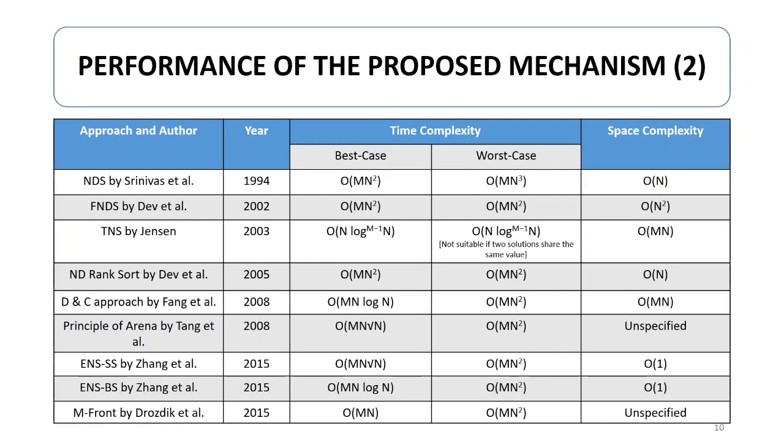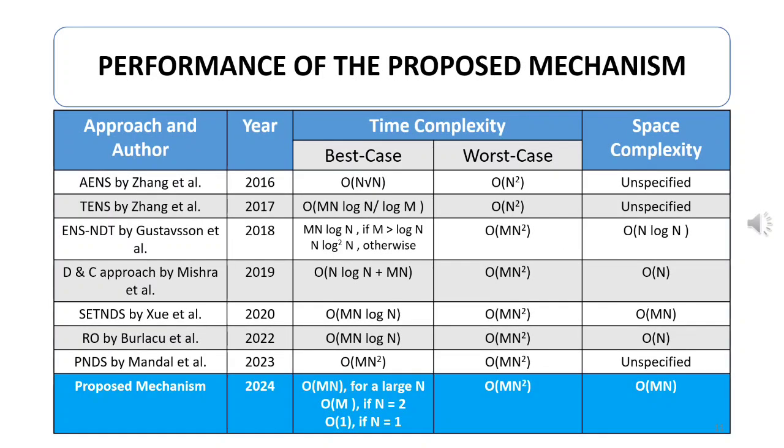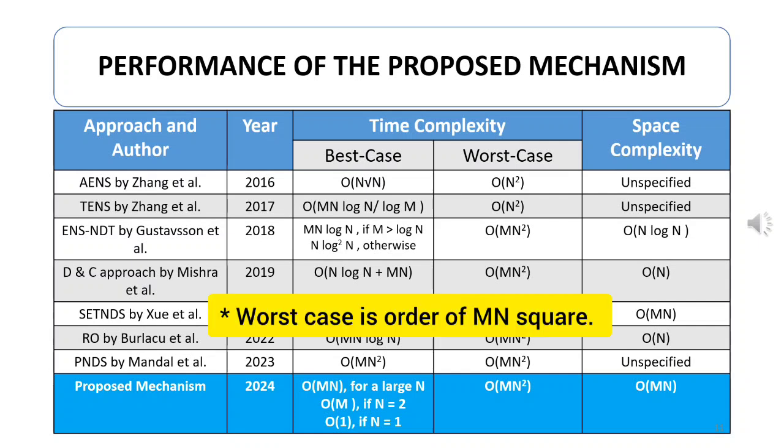Here are the methods with their time and space complexities. Finally, our mechanism performs well with the best case time complexity of order of mn for large n, order of m when n equals 2 and order of 1 when n equals 1. The worst case time complexity and space complexity both are order of mn. Here m stands for number of objective functions and n stands for population size.